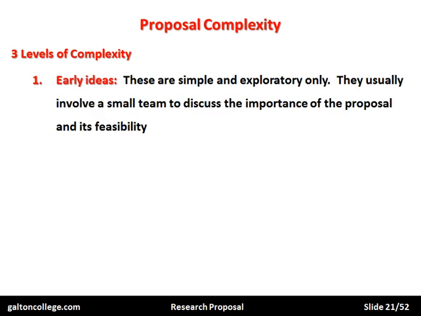Now, the complexity of the proposal. Well, there are 3 levels of complexity. First of all, early ideas. These are simply the exploratory ideas that are brought up at the start, ideas to suggest that the research may be a good idea and why the research is a good idea, just very basic ideas at the very start. They usually involve a small team to discuss the importance of the proposal and its feasibility.